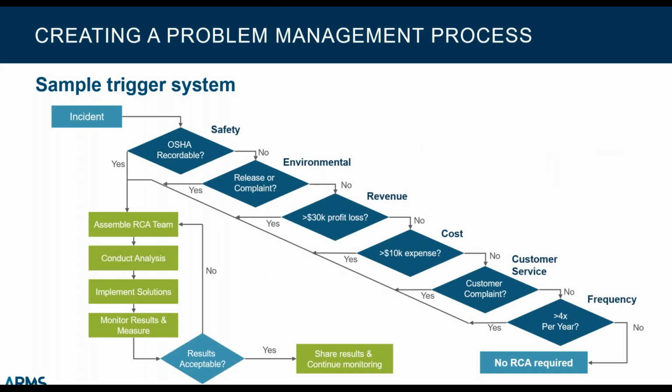So here is a sample trigger system. This is just a simple flow diagram that's saying consider safety, environmental, revenue, cost, customer service, and frequency to help you decide if you should be investigating an incident. One of the things that you want to keep in mind when you're defining these triggers is that they should not be set in stone. So let's take environmental. If you're looking at emissions releases, I'm sure that many people have the goal of zero emissions.